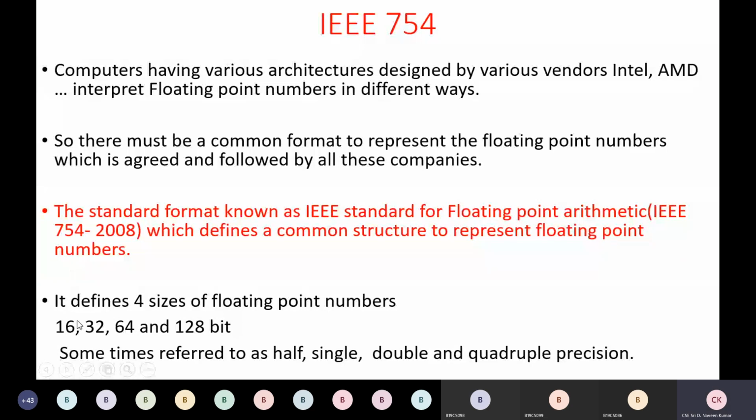Okay, so these 16, 32, 64, 128 bit formats are respectively called half precision, single precision, double, and quadruple. We will discuss the 32-bit one, that is the single precision floating point number representation. These are all standard representations as per IEEE 754, so that every company follows a single format, which makes interpretation easy.